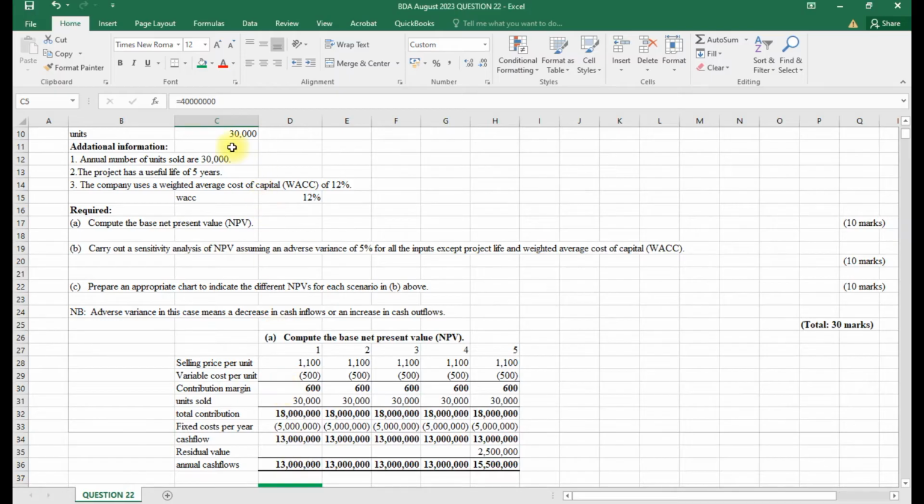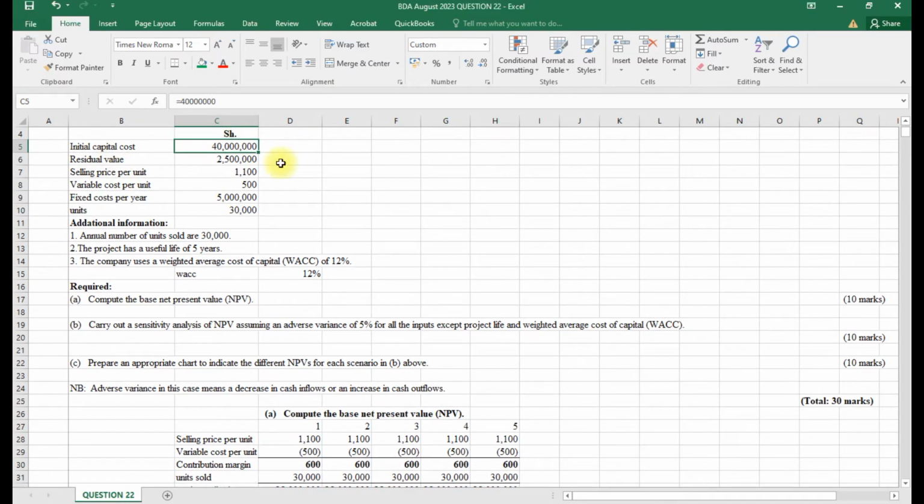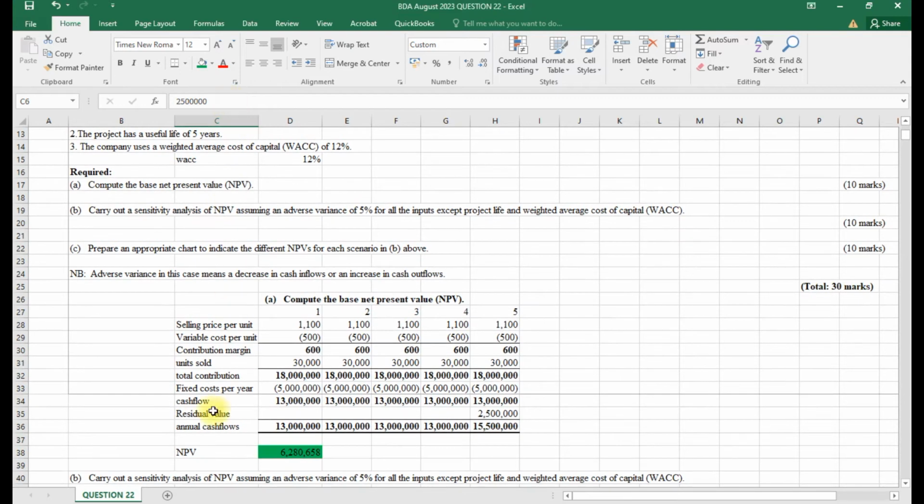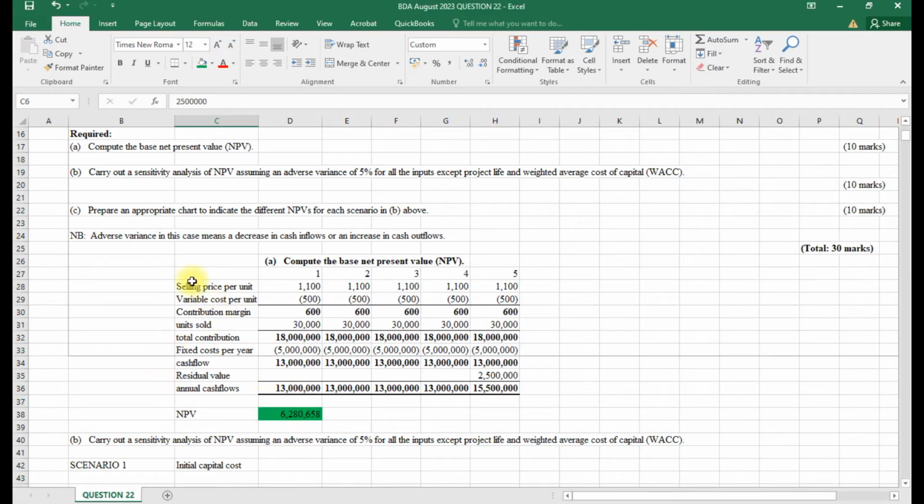What if now we change this, because scenario is what-if analysis? What if this one changes by 5%? So I'll multiply here by 1.05, or 1 plus 5%, and I enter, and you'll find that our NPV will change because the initial cost will increase, therefore our NPV will reduce to that particular value.